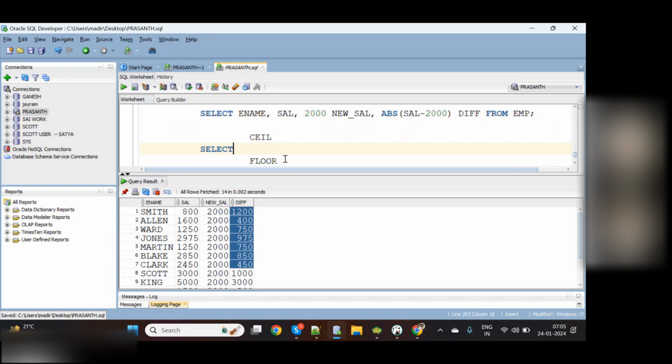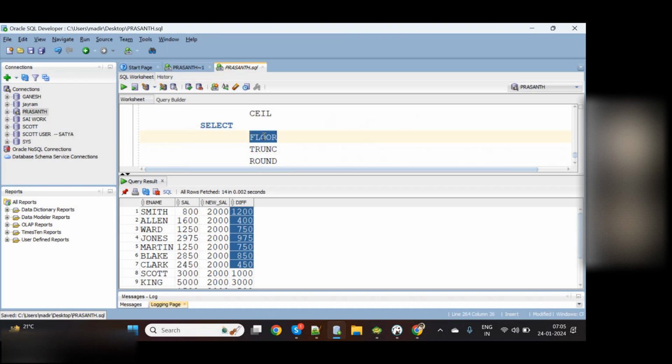Ceil. The name itself says ceil means ceiling. Floor means flooring. That means lower value and upper value. So generally we use ceil in order to round decimal values. That means with the ceil function we are going to round the decimal values. So we don't want decimals, we want rounded values.